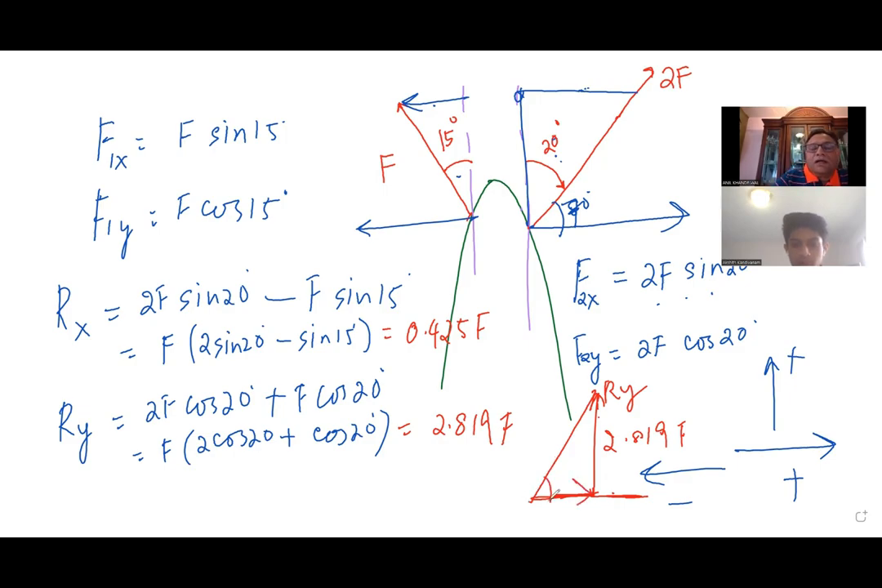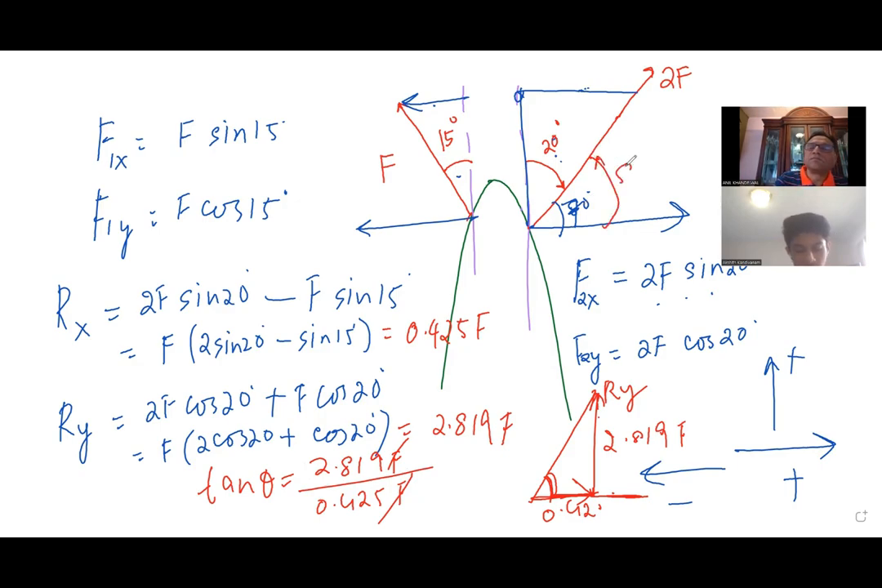So now you use tan theta. You say tan theta is equal to, from the horizontal, this is the horizontal. Tan theta is 2.819F divided by 0.425F. F cancels, correct? So what is theta equal to? Theta is equal to 81.43, sir, rounded to the nearest hundredth. Okay. So 81.43 is your theta.